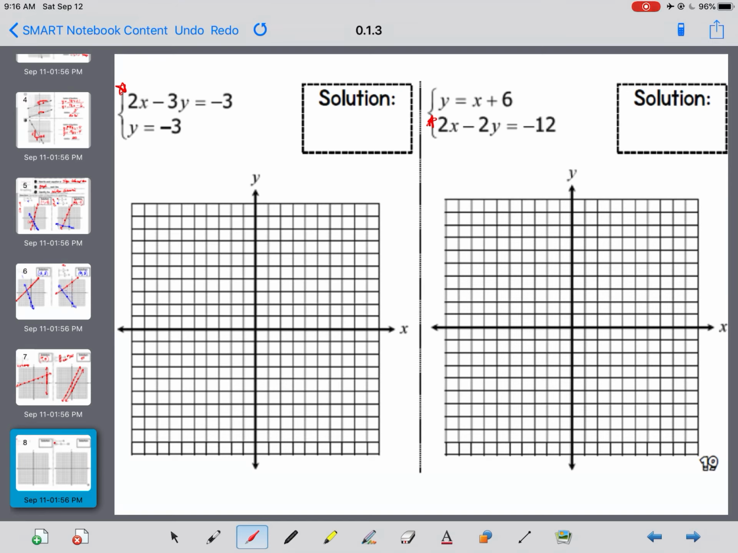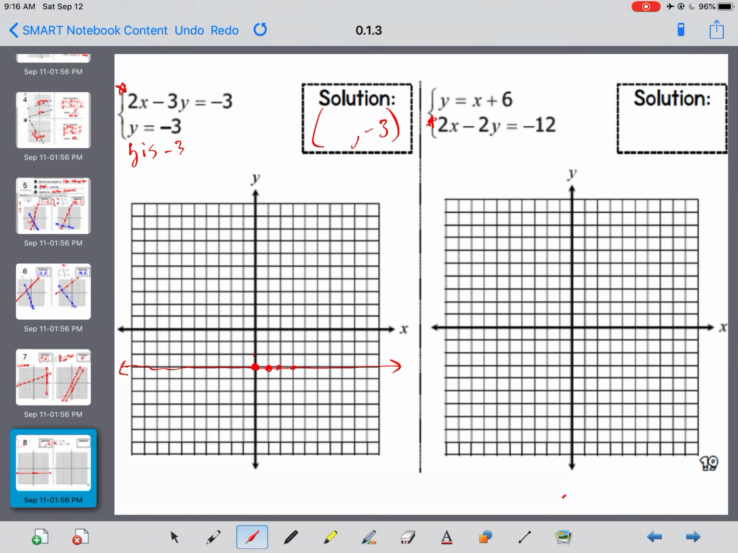While I'm looking at these two lines, I already know that this one says y is negative 3. So the y is going to be negative 3. We just need the x part. I'm going to graph that line first. 1, 2, 3 down. That's where y is negative 3. And it will always be negative 3 horizontally on this line. So the one I need to work on is the 2x minus 3y equals negative 3. That negative 3 is not the y-intercept yet. I need to simplify that.